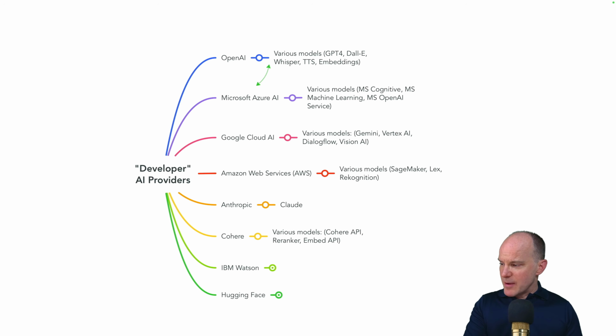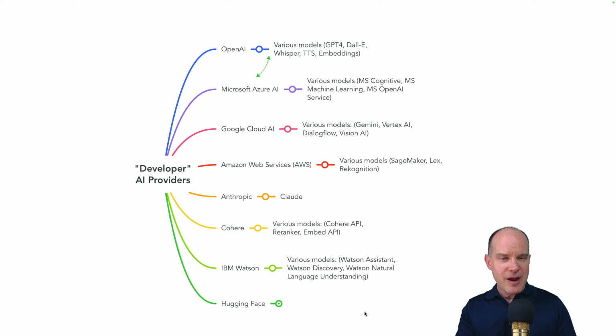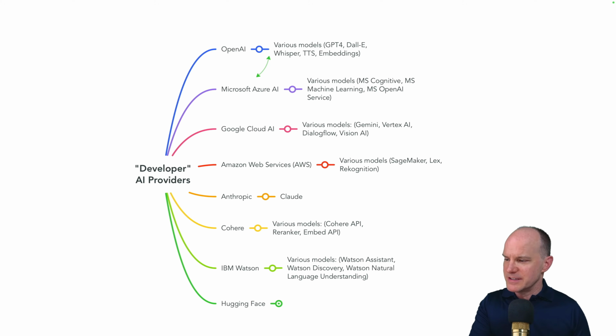Next we have IBM Watson. You've probably heard of Watson. It's been around for a long time. In a sense, they were one of the first to talk about and popularize machine learning. So they've been around and they're still a player. They have various models such as Watson Assistant, Watson Discovery, Watson Natural Language Understanding.